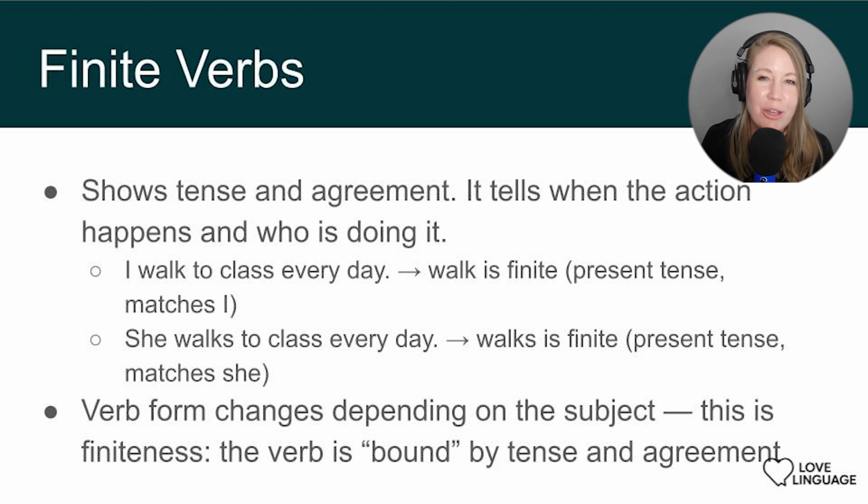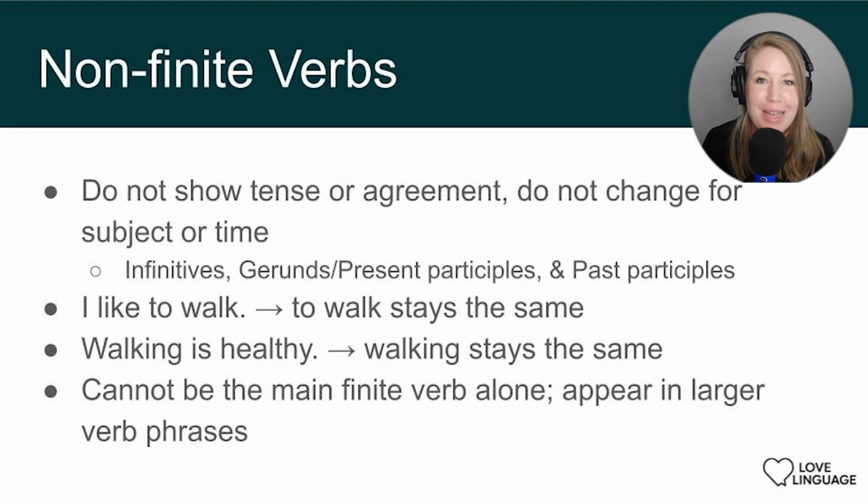So in this case, notice how the verb form changes depending on the subject. That's the essence of finiteness, right? The verb is bound by tense and agreement. Finite verbs are the main verb of the sentence. They show when something is happening. By contrast, non-finite verbs don't show tense or agreement. They don't change form for the subject or for the time frame, right? So non-finite verbs are like helper forms. They can't stand alone, but they add meaning in other ways.